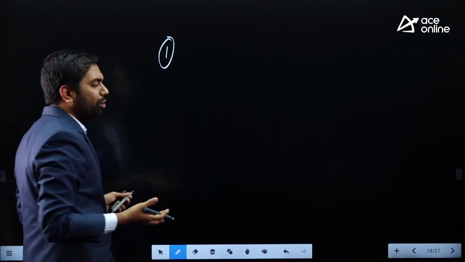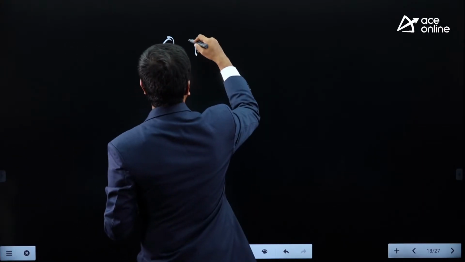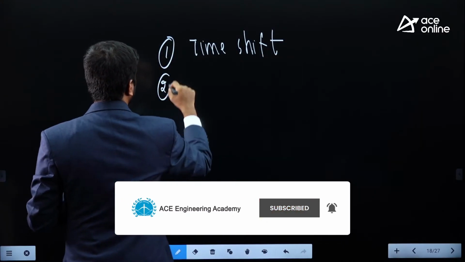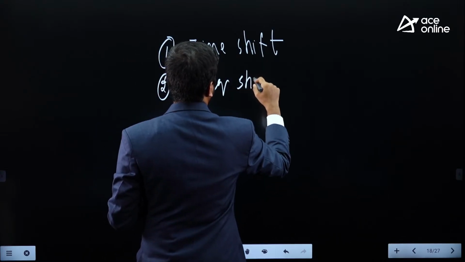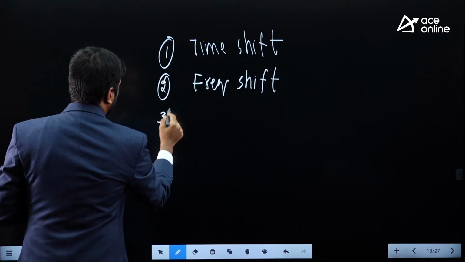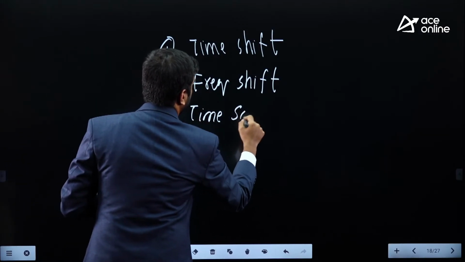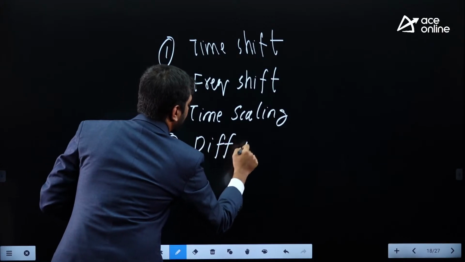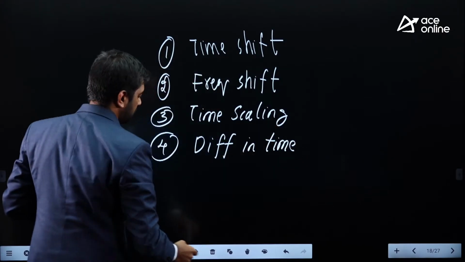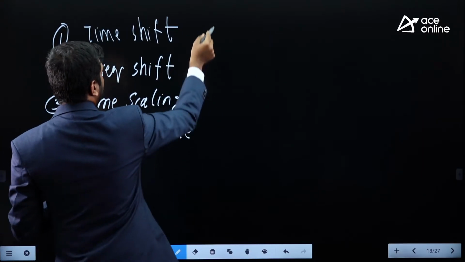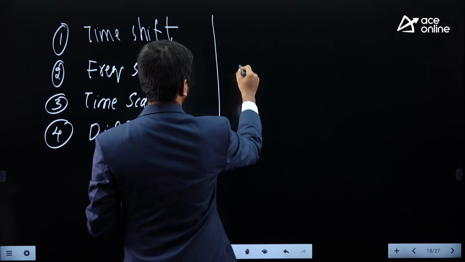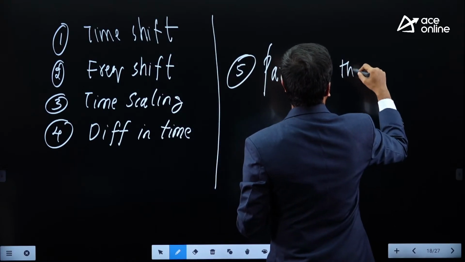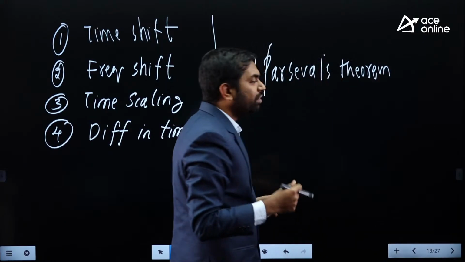Properties like linearity property, anyway I don't want to write. So time shifting, frequency shift, time scaling, differentiation in time, and the most important property, that is Parseval's theorem. Now in Parseval's theorem, we have a relation between what?